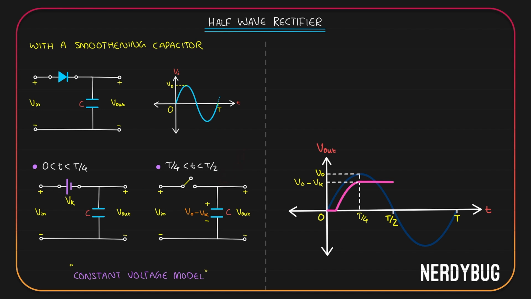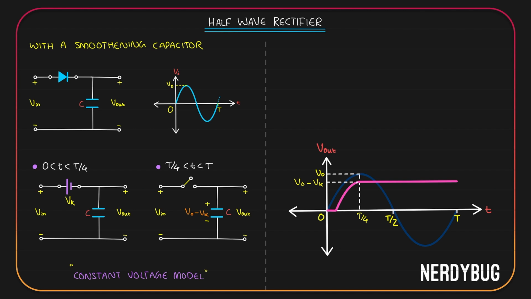So let us just modify this part. Instead of T by 2, I will write T, because from T by 4 to T, it is going to be exactly the same. Since the circuit is open, the capacitor will not be able to discharge. So it will have a constant potential across it, V0 minus Vk. V output will be equal to that. That is plotted on the graph.